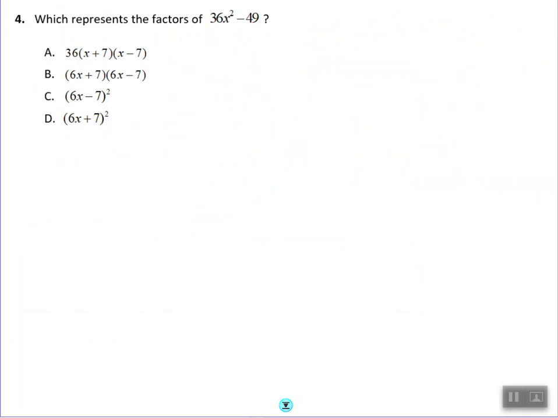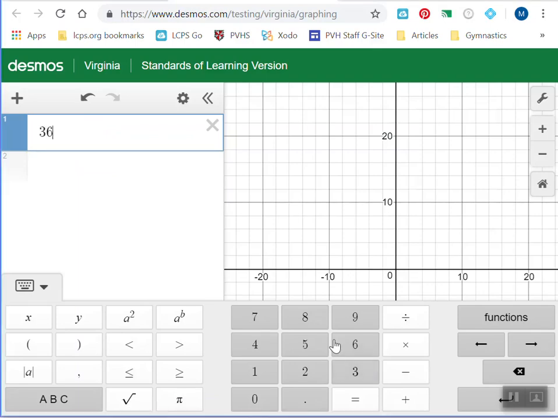We want to know what the factors of 36x squared minus 49 are. The first thing we need to check is if there is anything that we can divide both 36 and 49 by. The only thing you can divide both of those numbers by is 1, so we cannot factor out a GCF. Now let's go ahead and type this into Desmos. We have 36x squared minus 49.